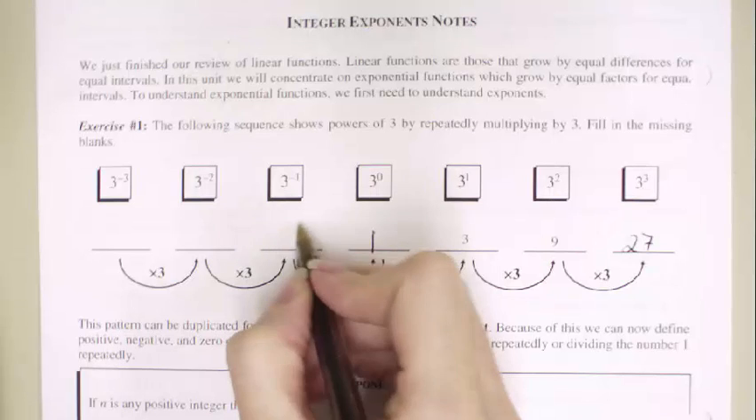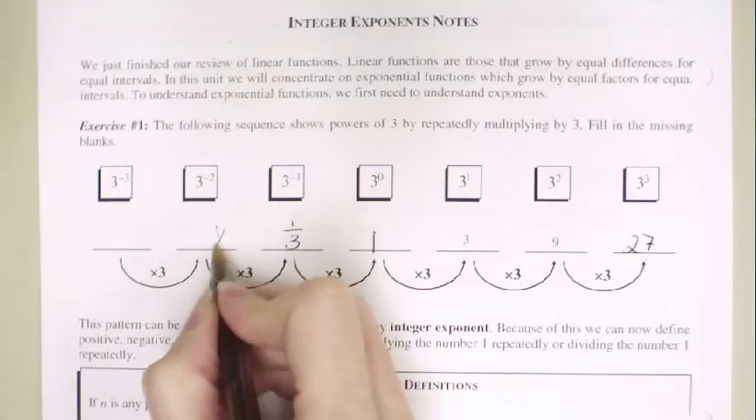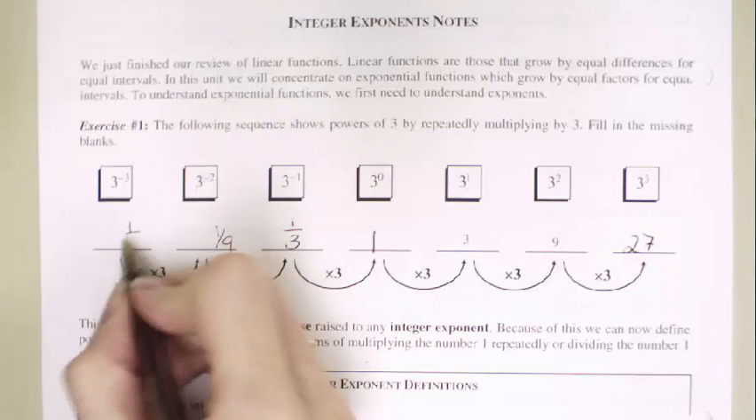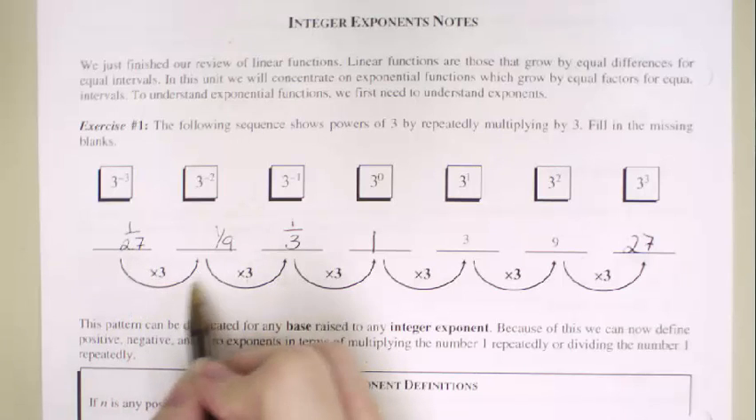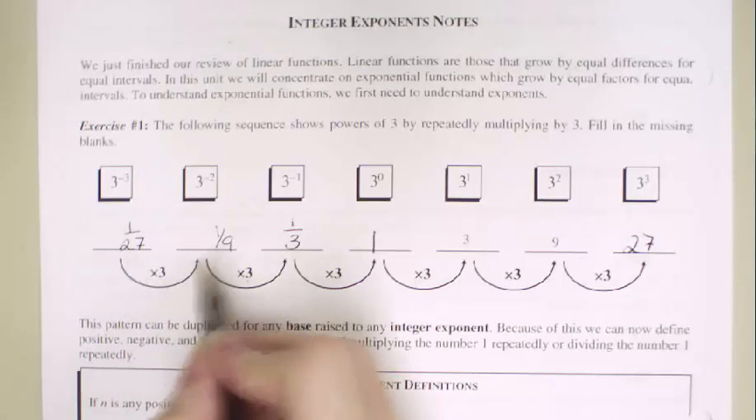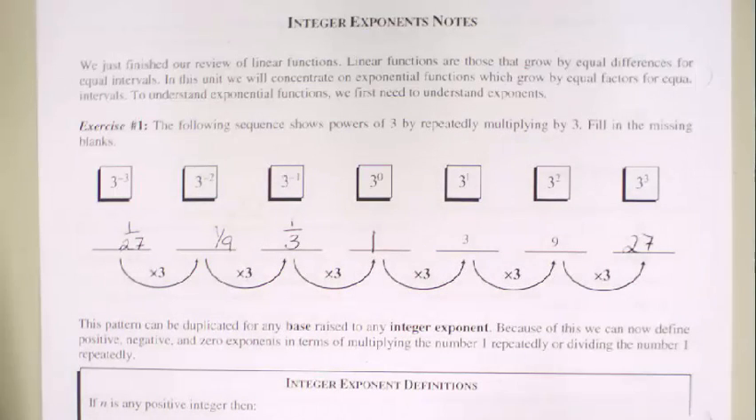When you type in 3 to the negative 1, it's going to give you 1/3. This is 1/9. This is 1/27th, and you can see if I multiply 1/27 by 3, I'll get 1/9, then I'll get the 1/3, and so on and so forth. So that's the pattern we're going to be looking for.